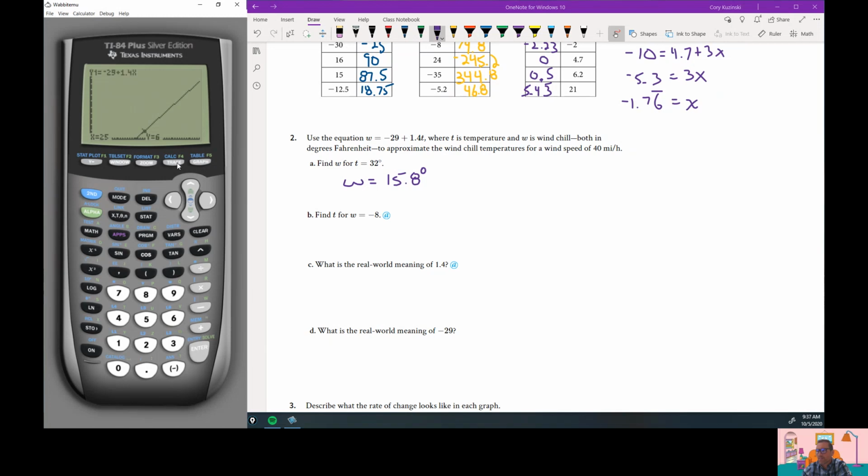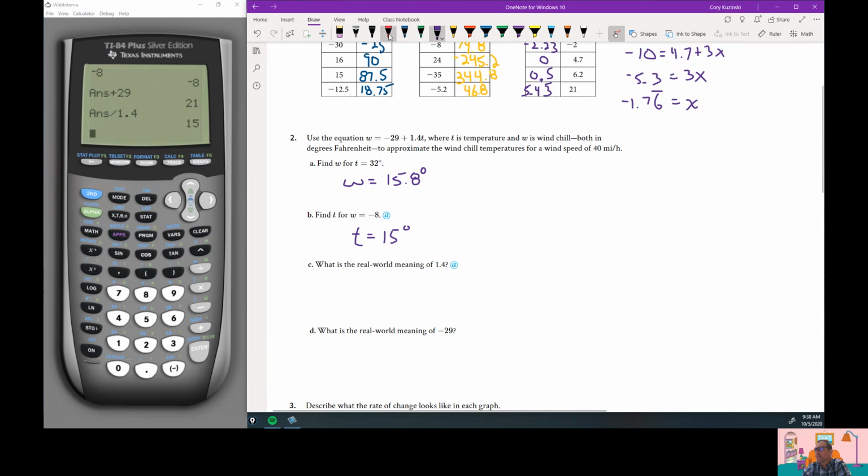We could trace it. We're looking for negative 8. I can't see it, but I'm looking for when y equals negative 8. So you can see it's right about at 14.9. Or we could just go back to the main screen. We could type our negative 8, and then we could undo it by adding 29 and then dividing by 1.4. And this is going to give us the exact value, which is exactly 15 degrees.